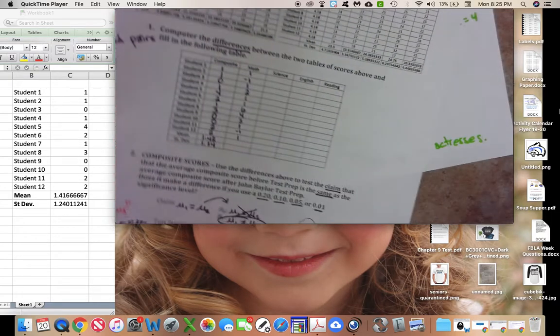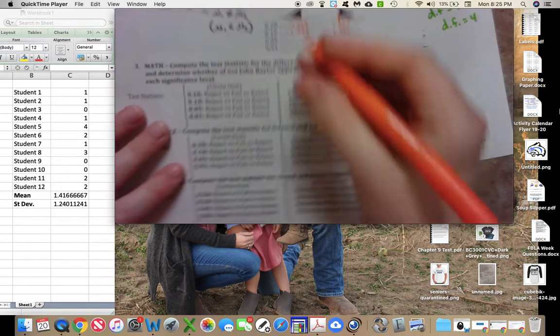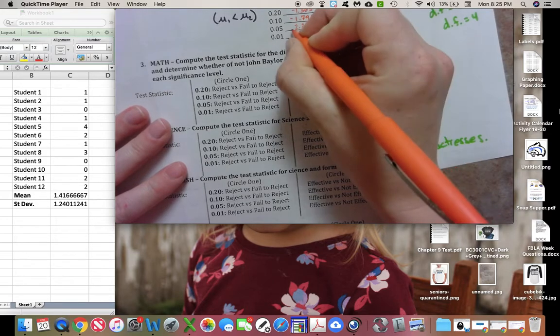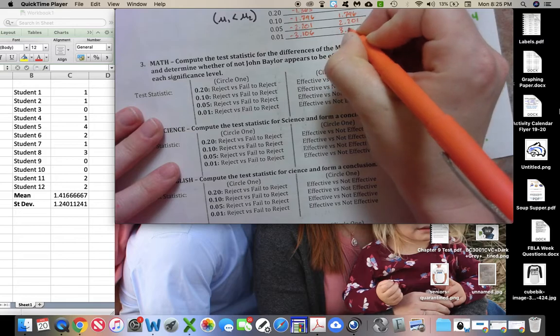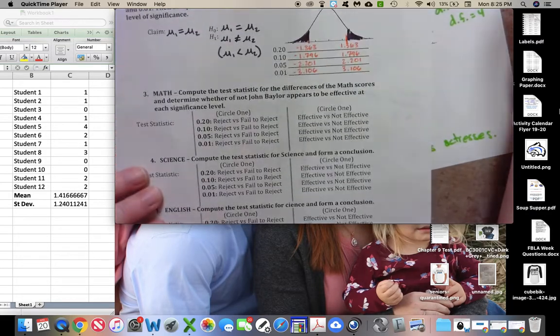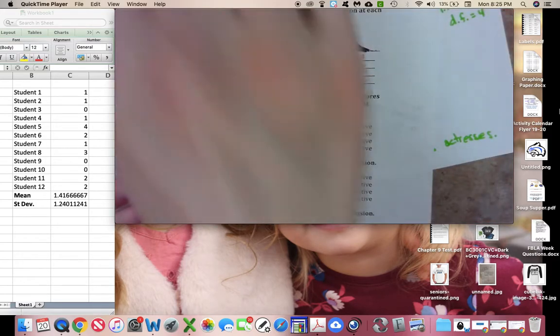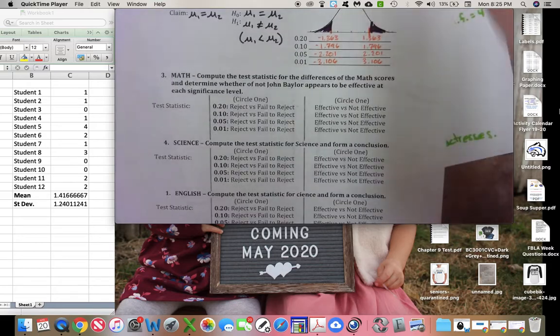Okay. The other two numbers are 2.201 and 3.106. I can't believe I can remember that. Okay, so we're going to be testing those numbers according to the bell curve and our test statistic for each one of these categories. So we're going to be doing that down here.